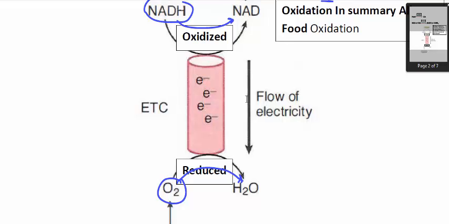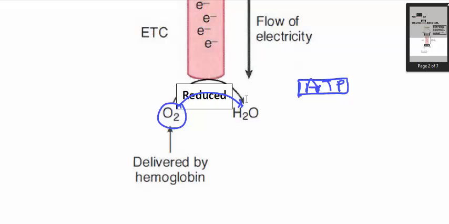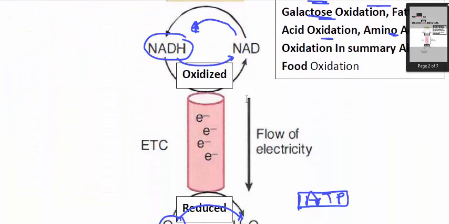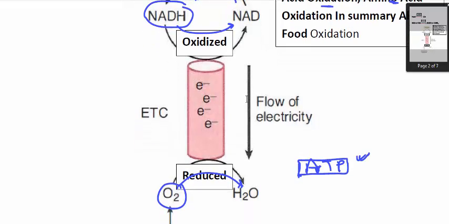The oxidation of NADH and FADH2 happens in the electron transport chain, where oxygen is reduced to water and we get ATP. This is the ultimate source of energy production in the cell: the electron transport chain. So this is the whole story. Food is oxidized to carbon dioxide, NAD and FAD are reduced to NADH and FADH2, and when NADH and FADH2 are oxidized back to NAD and FAD, they reduce oxygen to water, and in that process we get ATP during the electron transport chain.